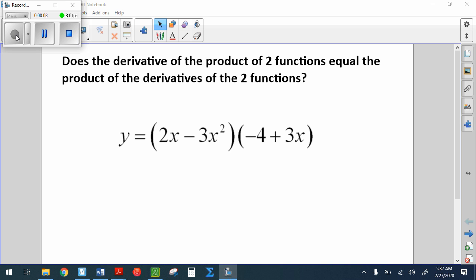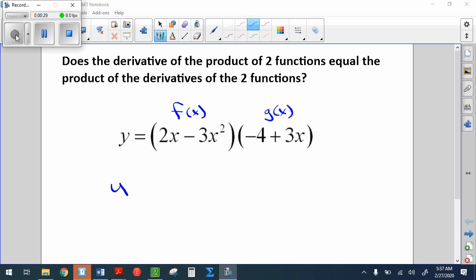So the question is this: does the derivative of the product of two functions equal the product of the derivative of the two functions? In other words, right now I can look at this first parentheses as f of x and the second parentheses as g of x, and think of this equation as one function times another function. The real question that we're trying to get across is, does y prime equal f prime times g prime?